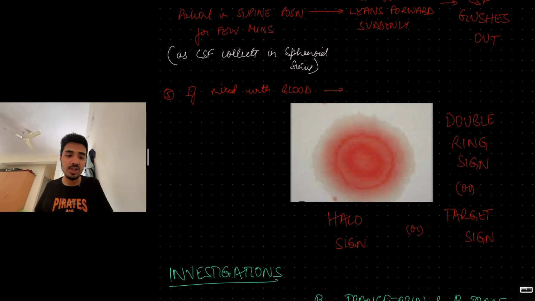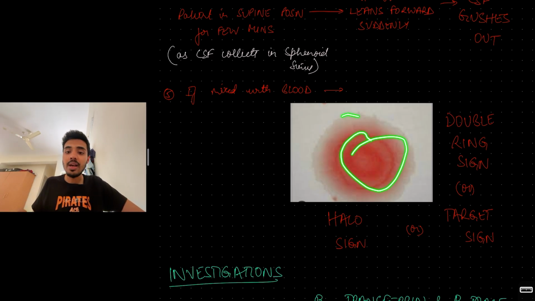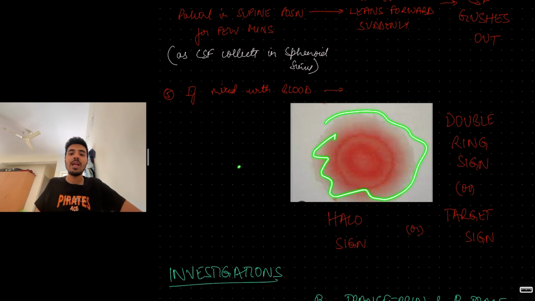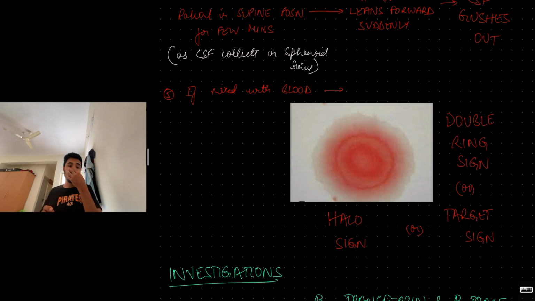90% of the cases it is trauma. So there can also be bleeding through the nose. There can be epistaxis. So if CSF rhinorrhea is mixed with blood, then there is a classical sign which can be seen on the clothes of the patients, known as double ring sign or target sign or halo sign. As you can see in this picture, double ring sign, target sign or halo sign.